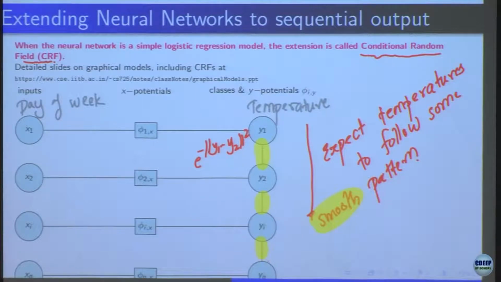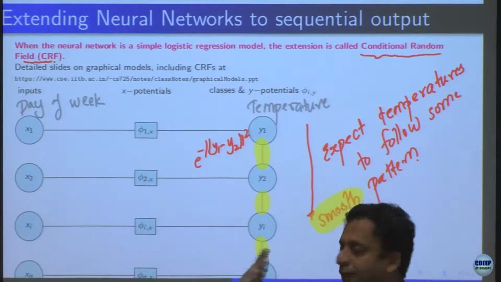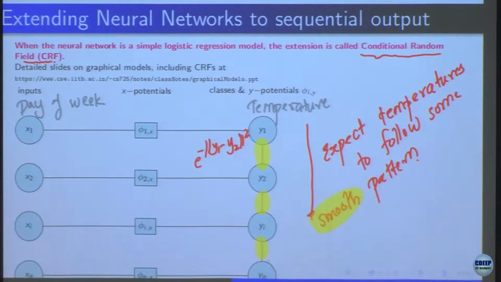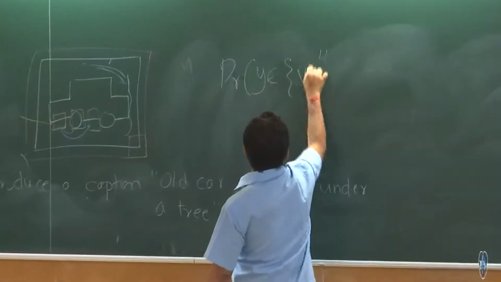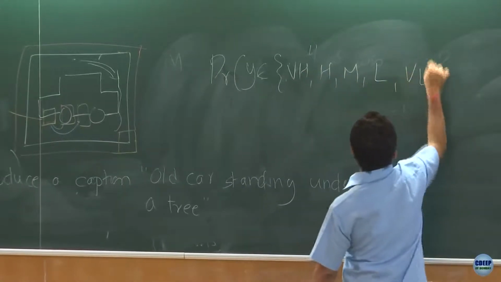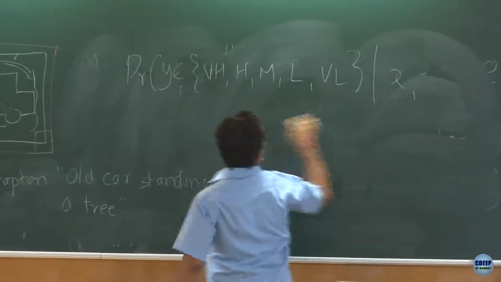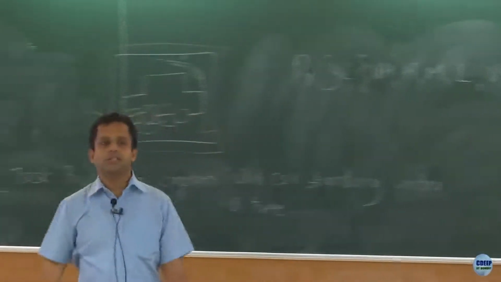All of you might recall what the form of the logistic probability distribution is. Probability of y given a class, right, and let us say temperature is also discrete classes, only 5 temperatures: very high, high, medium, low and very low. Let us say there are 5 temperatures possible. So you have probability of y, where y is an element of very high, high, medium, low, very low, given x, y1 given x1. This is what you have had in the past.